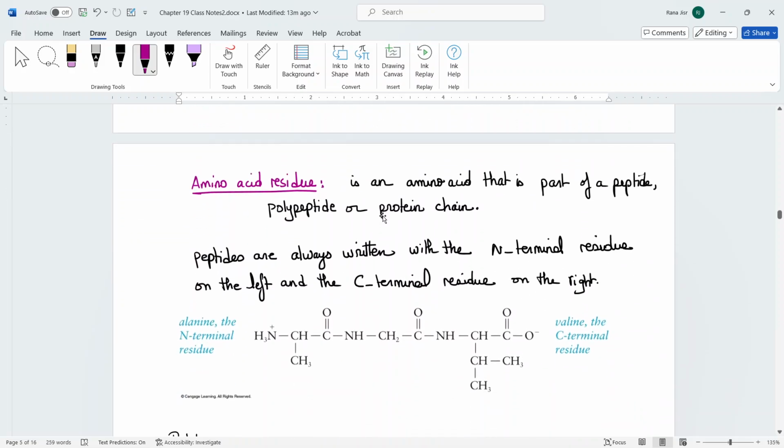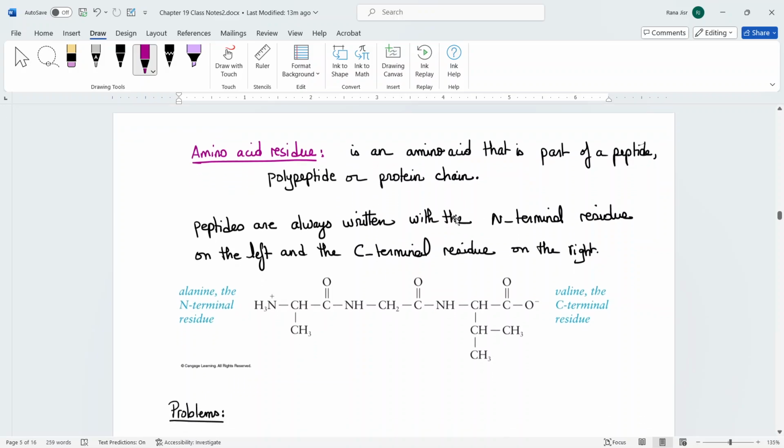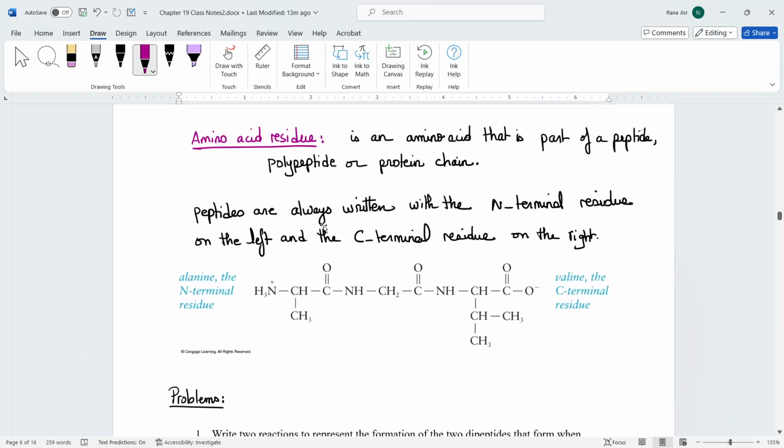An amino acid residue is an amino acid that is part of the peptide, polypeptide, or protein chain. Whenever you want to write down a peptide, peptides are always written with the N-terminal residue on the left. Here I have a sequence of a tripeptide. How did I know that it's a tripeptide? I knew because I have 3 amino acids that are connected together.